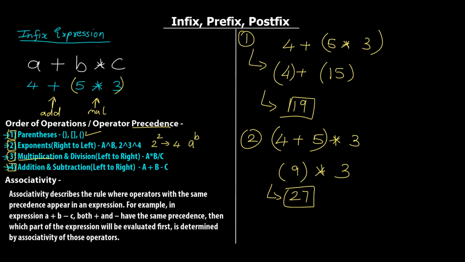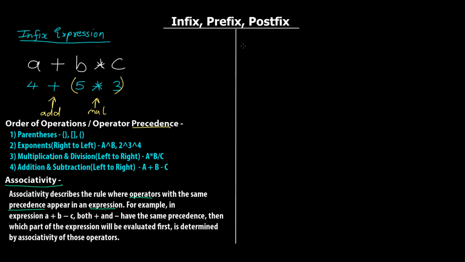And this is just because of operator precedence. Now another thing to keep in mind is associativity. Associativity describes the rule where operators with the same precedence appear in an expression. So let's take that example now. Now let's take another example.